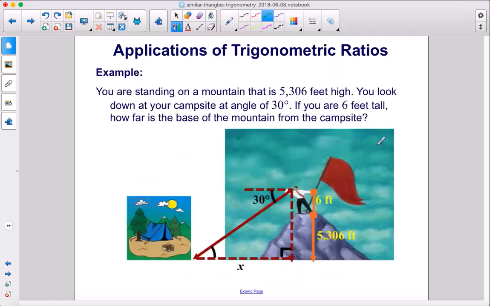Here's another example. You are standing on a mountain that is 5,306 feet high. You look down at your campsite at an angle of 30 degrees. If you are 6 feet tall, how far is the base of the mountain from the campsite? So here's our little diagram that shows how tall the mountain is, plus 6 feet for your height. We have the angle of depression here at 30 degrees, and we have the distance to the campsite as x.